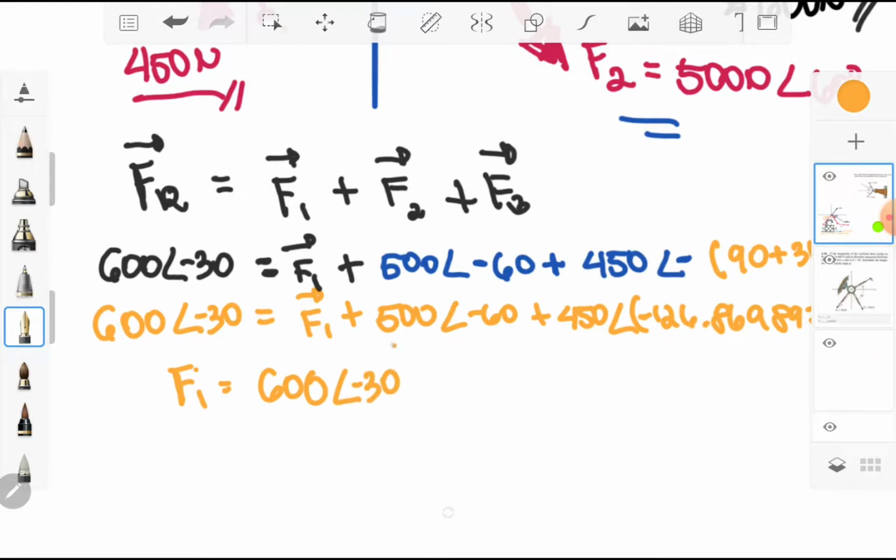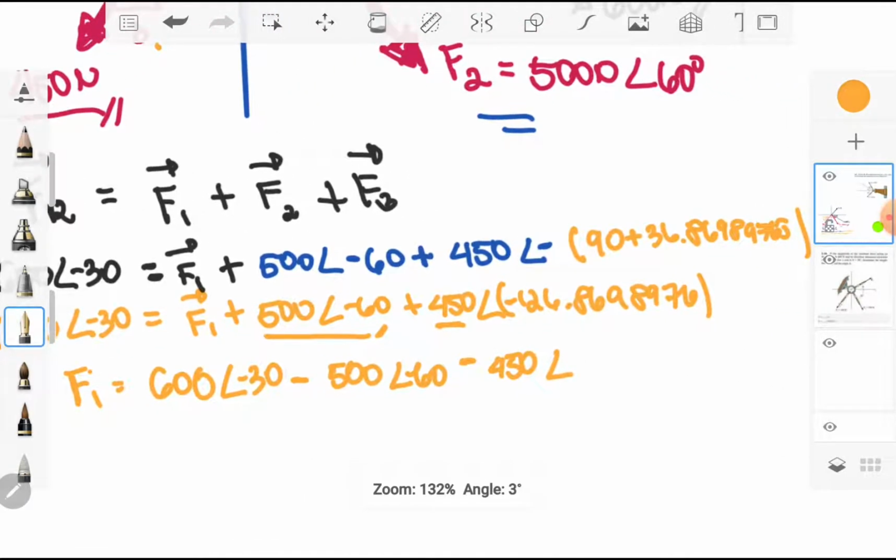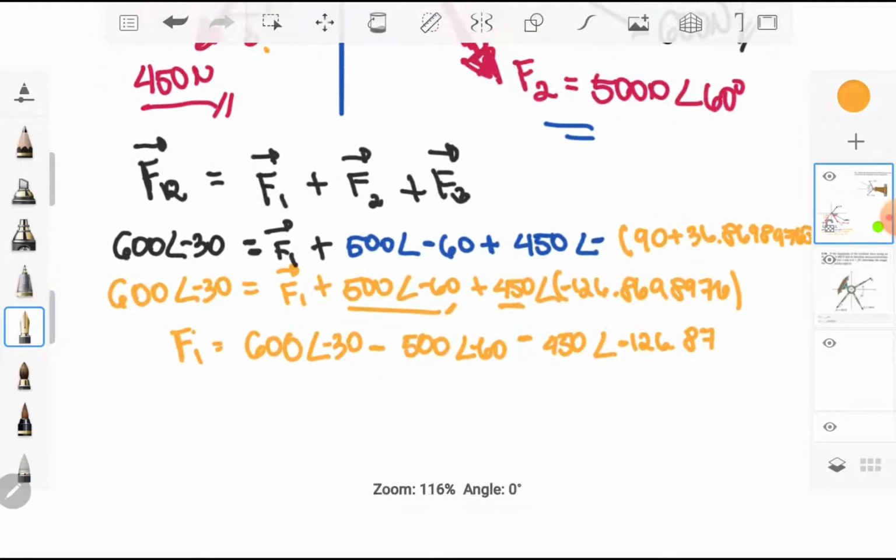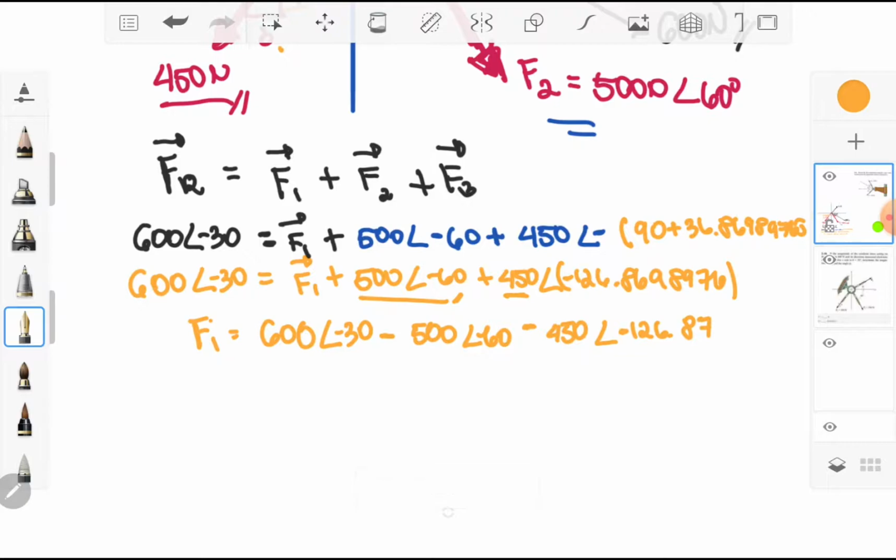So transpose natin yung 500 and then yung 450. So negative 500 angle of negative 60 less 450 shift angle of negative 126.87. 87 na lang dito, no, pero i-round natin siya sa sagot natin.